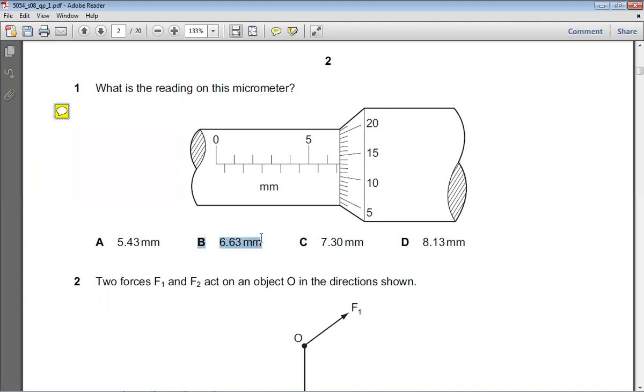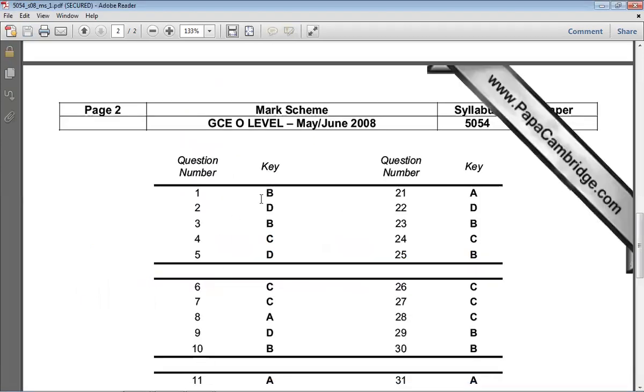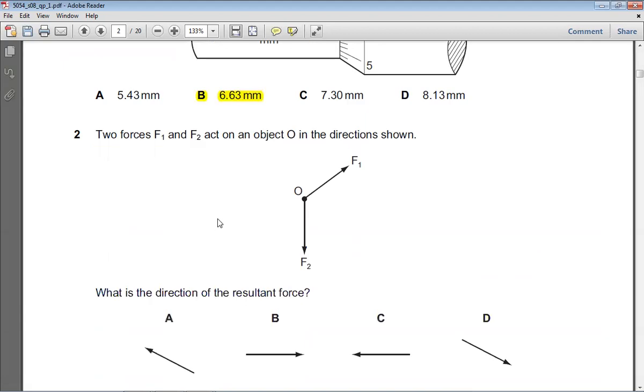So I think that B is the right choice. So let's check the answer. Question number 1, B is the right choice, sir. Okay, so let's go to the next question.